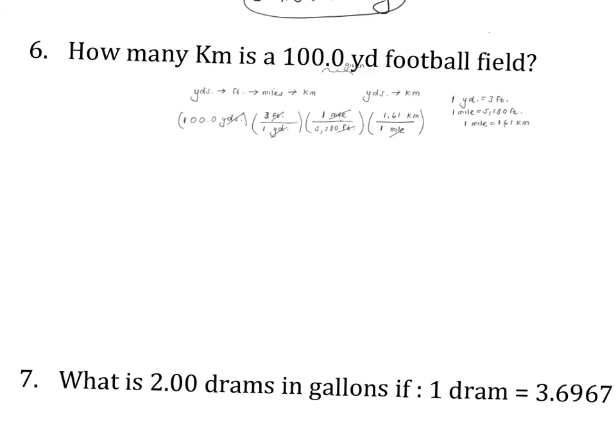Reported to 3 significant figures because of the English to metric conversion from the 1.61 kilometers in every 1 mile. This ends up being 9.15 times 10 to the negative 2 kilometers.